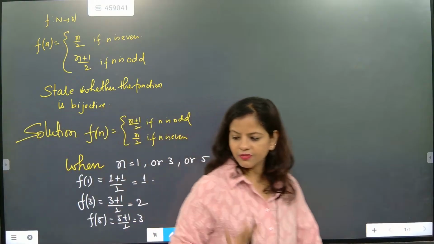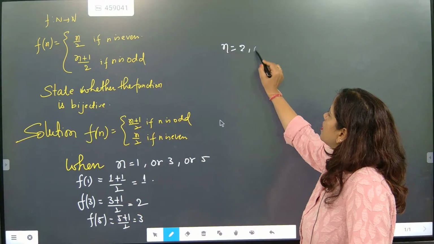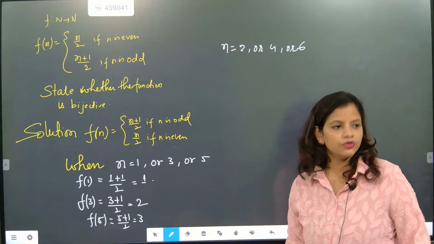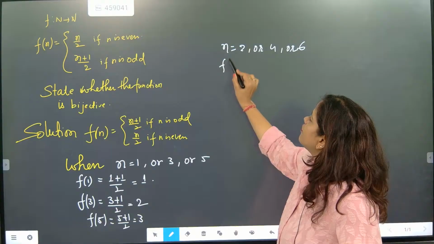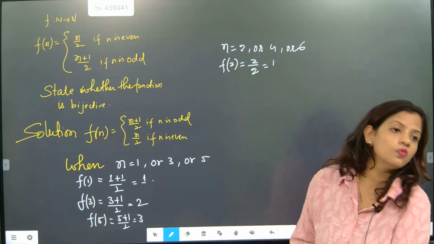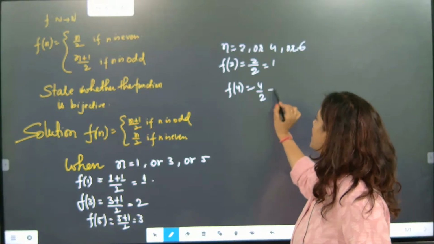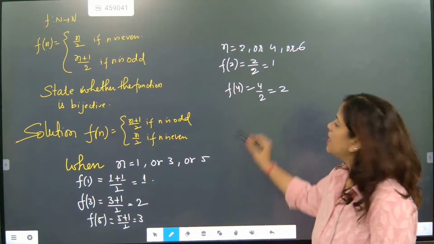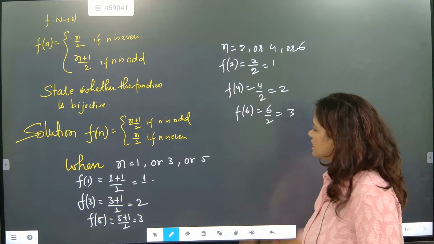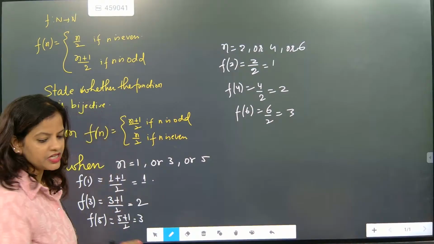Now next section, beta. When n is equal to 2 or 4 or 6, any even number, f of 2 will be 2 by 2, which is 1. f of 4, 4 by 2 is coming as 2. f of 6, 6 by 2 is coming as 3. Are you ready for it? Yes, it is a bijective function? We will check this one out, beta.